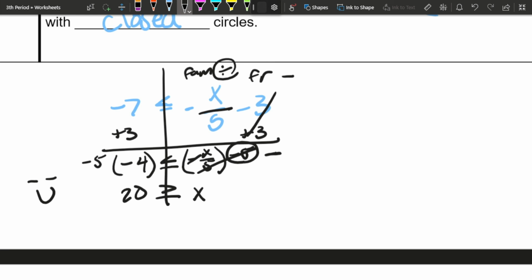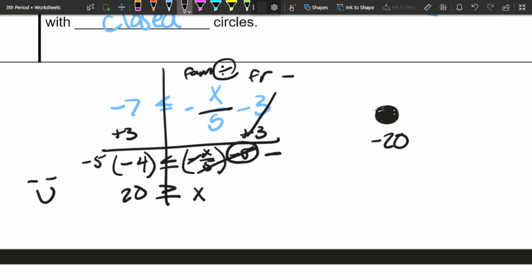Now, this is when you graph it. Is it going to be open or closed circle? Closed. We're going to put 20 right here. Now is it going to go to the right or to the left? It's pointing to the right. So that means if I put 21, it should be my answer, right?